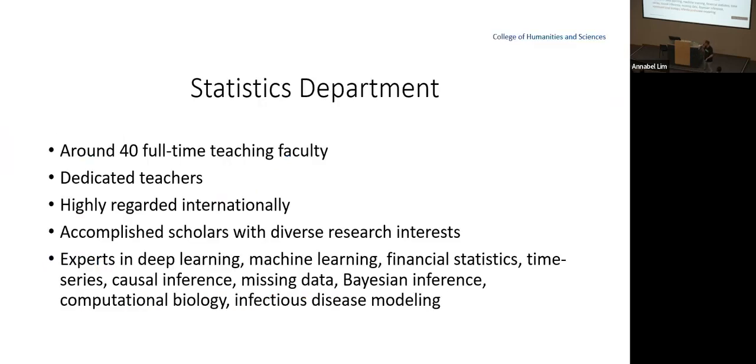But firstly, I must say that our department is a medium-sized department. We have about 40 full-time teaching faculty. We have a lot of good teachers, and in the research area, we do very well as well. We have a lot of different experts in different areas of statistics research. All right. So you see that we have colleagues working in rather modern statistical topics, deep learning, machine learning, financial stats, and so on. And even for the more traditional statistical research areas, we have people working in those areas.